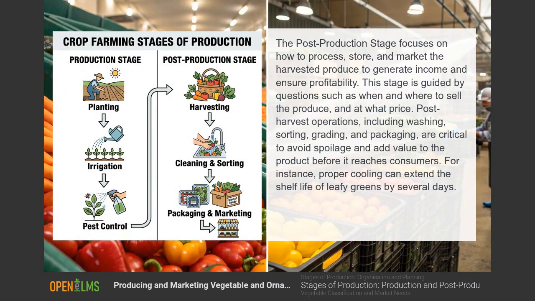The post-production stage focuses on how to process, store, and market the harvested produce to generate income and ensure profitability. This stage is guided by questions such as when and where to sell the produce and at what price. Post-harvest operations, including washing, sorting, grading, and packaging, are critical to avoid spoilage and add value to the product before it reaches consumers. For instance, proper cooling can extend the shelf life of leafy greens by several days.